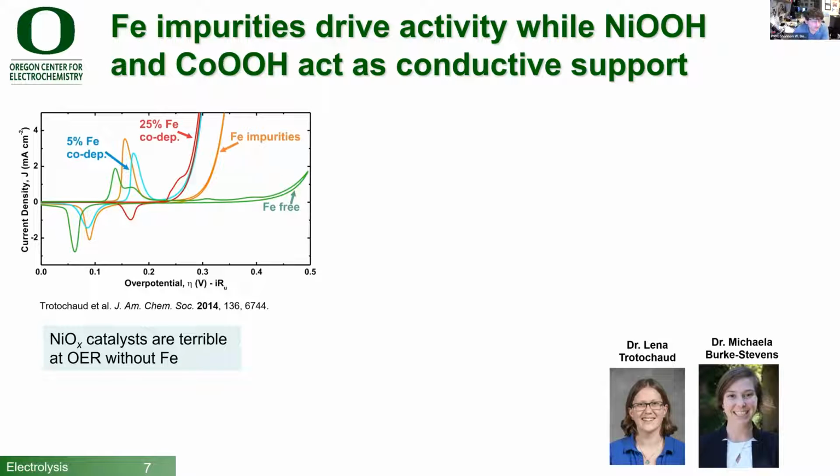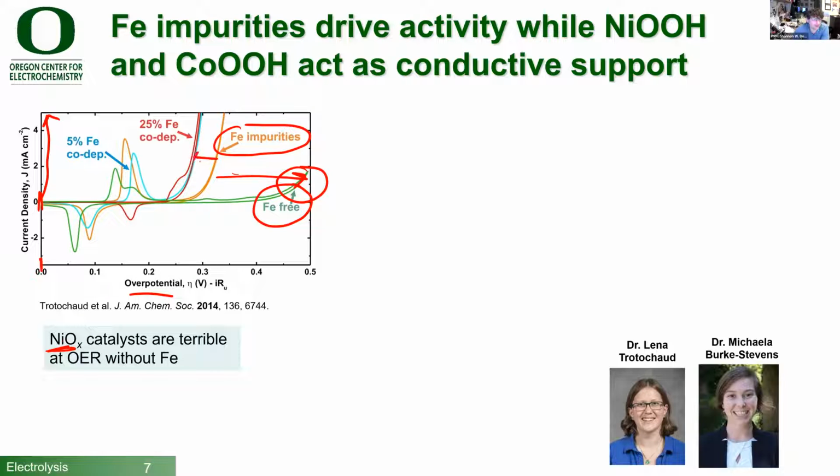So if you scrub all the iron species out of the electrolyte, this is the overpotential. This is where a perfect catalyst would start to make oxygen. Would be right here. This is current versus the overpotential versus the reversible potential. If you scrub all the iron out, you have a terrible catalyst. Nickel oxide is a terrible catalyst for making oxygen without iron around. But just a teeny amount of iron impurities and it's pretty good.